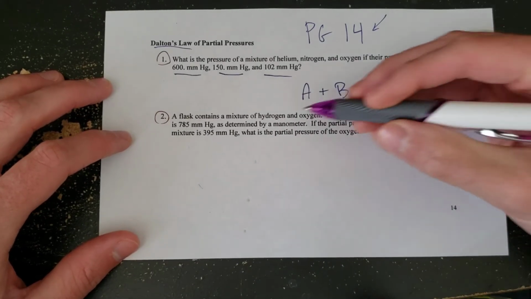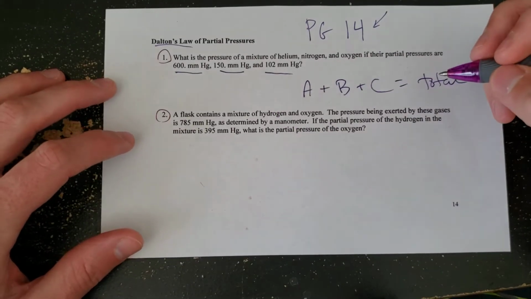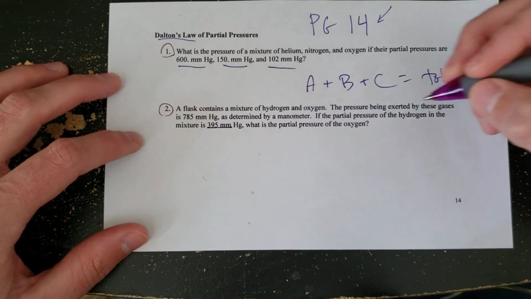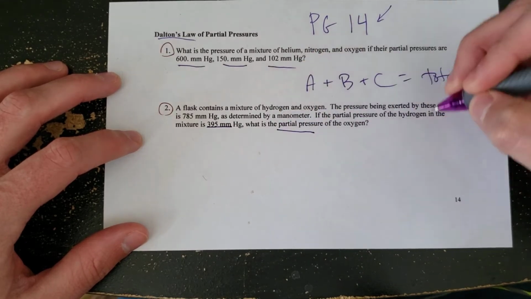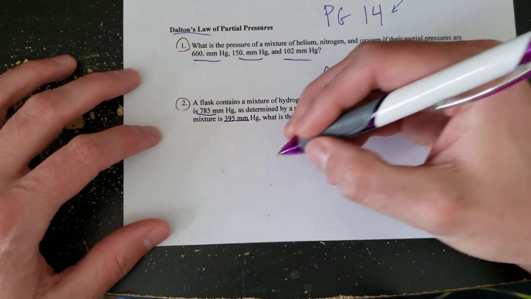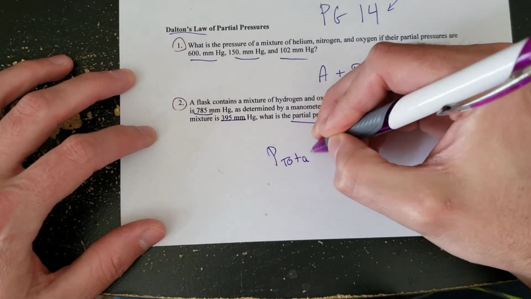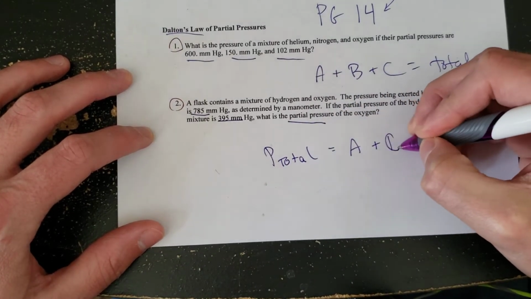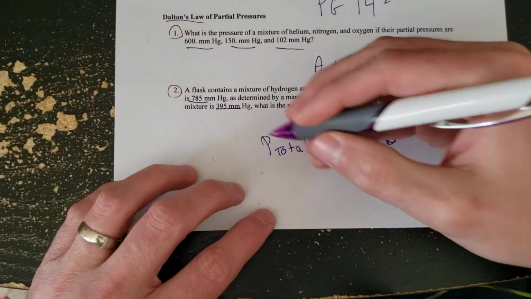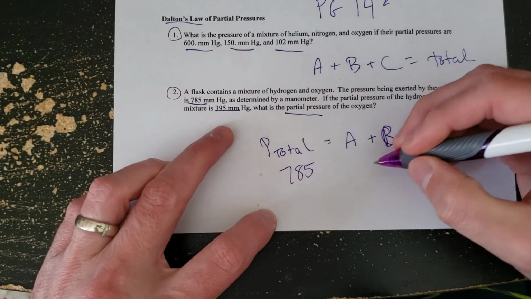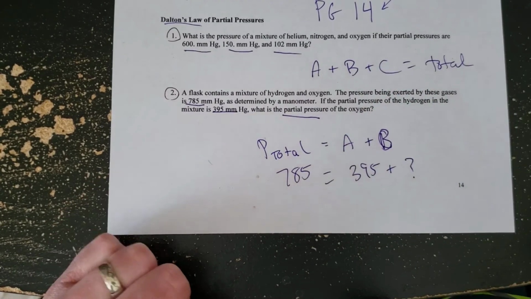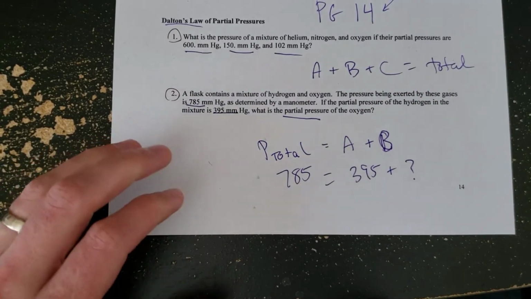For the second question here, though, we are given the partial pressure of one of them, and we're asked for the partial pressure of the other, knowing the total. So the total is equal to the parts. And we know the total, and we know one of the parts. That's how you would set that one up.